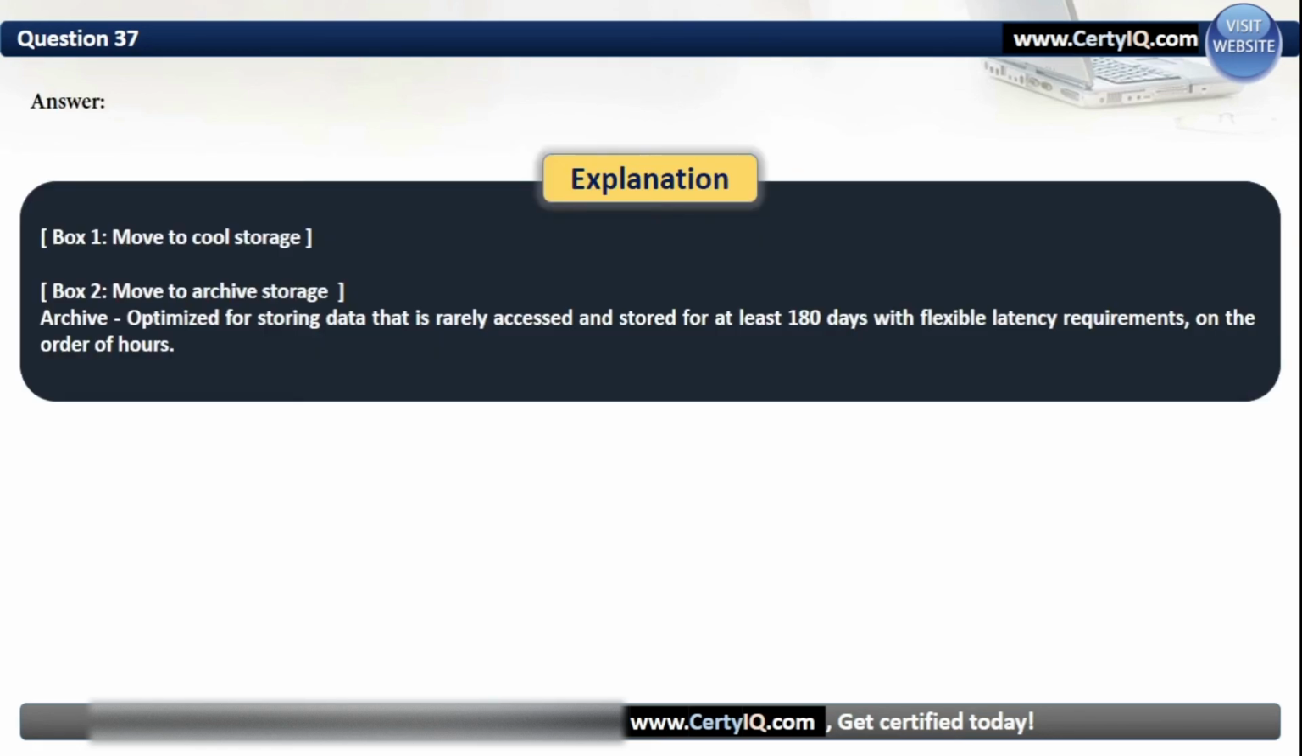About box 2, archive is optimized for storing data that is rarely accessed and stored for at least 180 days with flexible latency requirements on the order of hours.